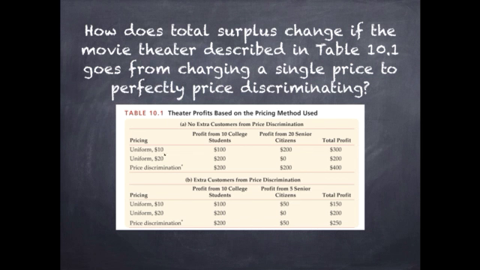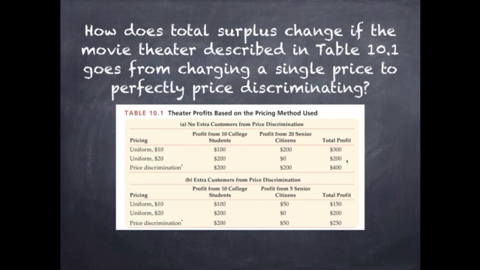At a uniform price of 10, we see that the movie theater is generating $100 worth of profits from college students, $200 worth of profits from seniors, and that yields a total profit of $300. If they raise the uniform price to $20, they're still selling to 10 college students, so their profit is equal to $200. The senior citizens will stop buying completely because that $20 is above their reservation price, the highest they're willing to pay. So the total profit is equal to $200.